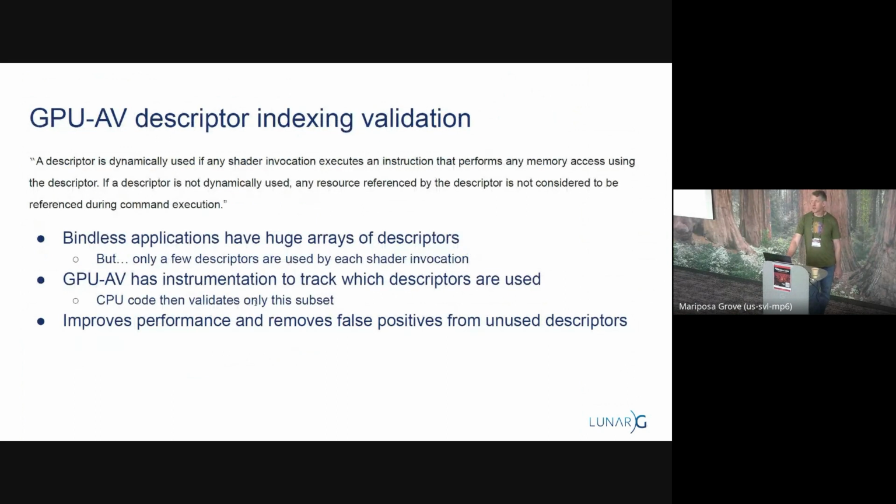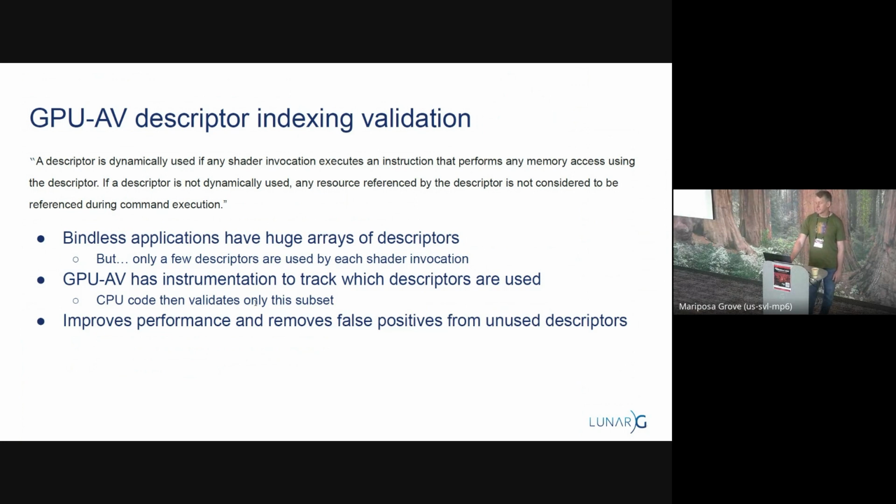So descriptor indexing validation is fun. There's this sentence in the spec, which is a big dragon. It says that a descriptor is dynamically used only if the shader invocation uses it. And you could have an array of 1 million descriptors, but only use 3 of them in that specific shader invocation. And unless you run the shader, you really don't know which of those descriptors are used. When I was working on this, I found a shader where they sampled an image and used the value out of that sample as a descriptor index, and there's no way to figure that out without running the shader.